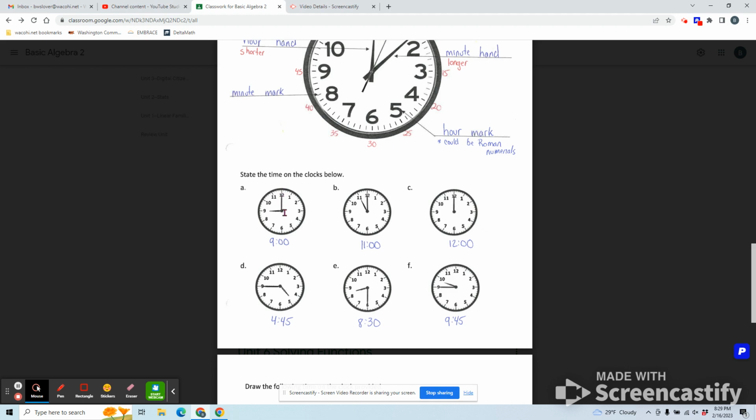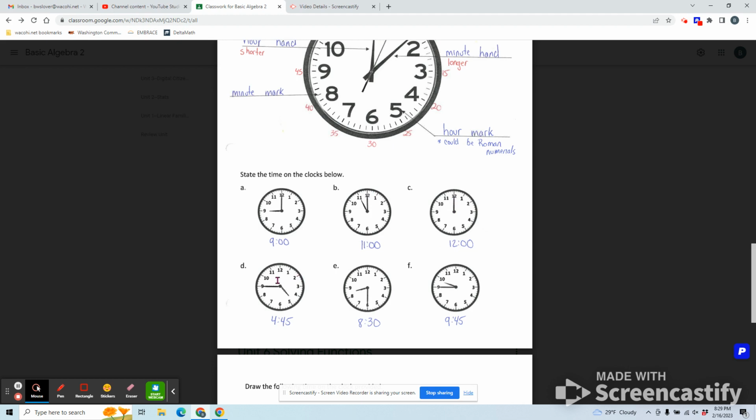Okay, when your minute hand points to the 12, that means it's the top of the hour or the start of the hour. So we're at resets. We're at 0 now. So we have 9 o'clock. Letter B, the short hand or the hour hand is pointing to the 11 and the longer one's at the 12. So once again, we're at 11 o'clock. And then here, short hand, long hand, both at the 12, we're at 12 o'clock.